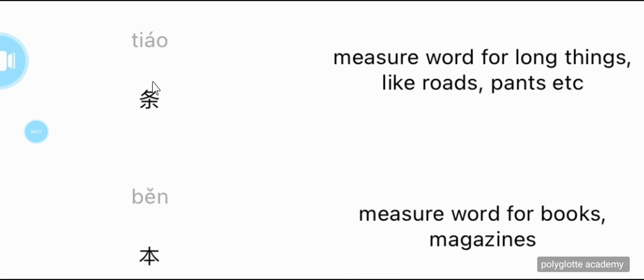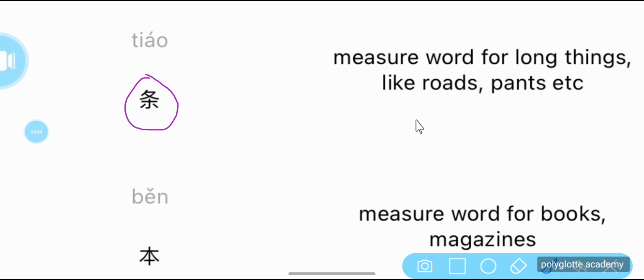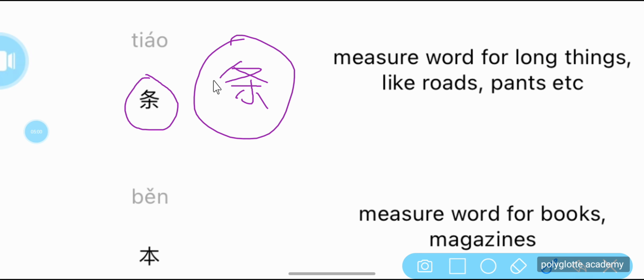So the next measure word here is tiao, which is a measure word for long things like roads, pants, etc. So you have a demonstration on how to write tiao. So this is tiao, which is a measure word for long things like roads and pants, etc.